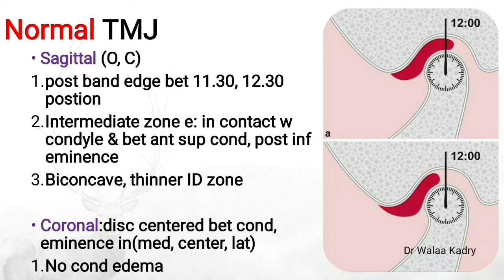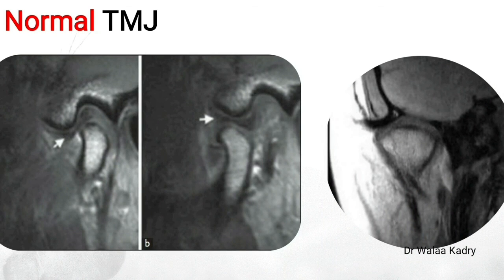We should also check the normal shape of the condyle without any condylar edema. Here on the left side is the normal disc position between 11:30 and 12:30, as we said before, and the normal biconcave shape with the intermediate zone, the bow tie shape or papillon-like shape.